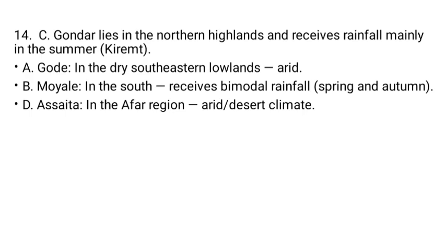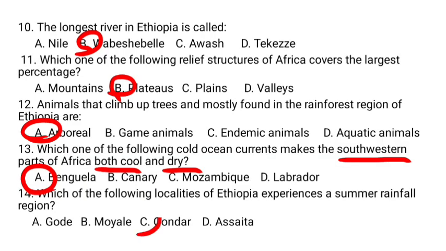Moyale is also in the south and receives bimodal rainfall, two types of rainfall, especially the spring rainfall and the autumn rainfall. So it is not the summer. Asaita is in the Afar region. This is the arid zone or desert climate zone. It is not classified as summer or crop rainfall. So C is the correct answer for question number 14.